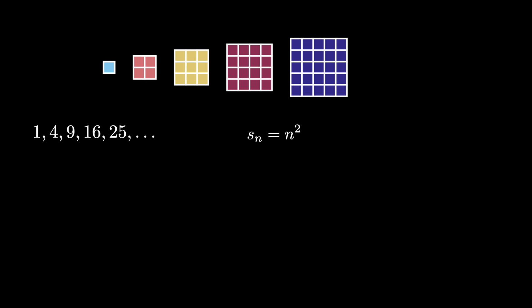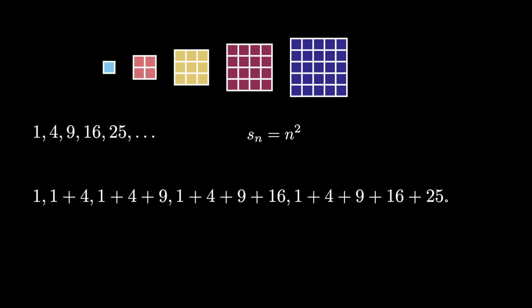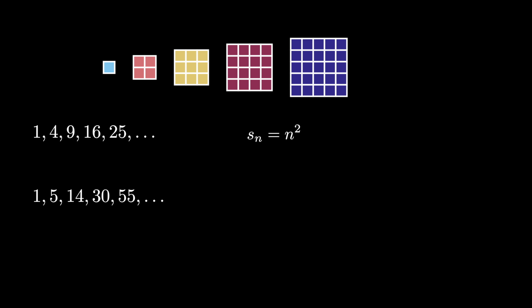We can build the sequence of partial sums of the squares as 1, 1 plus 4, 1 plus 4 plus 9, 1 plus 4 plus 9 plus 16, and so on. When we add these numbers up, we get the sequence 1, 5, 14, 30, 55, and so on.